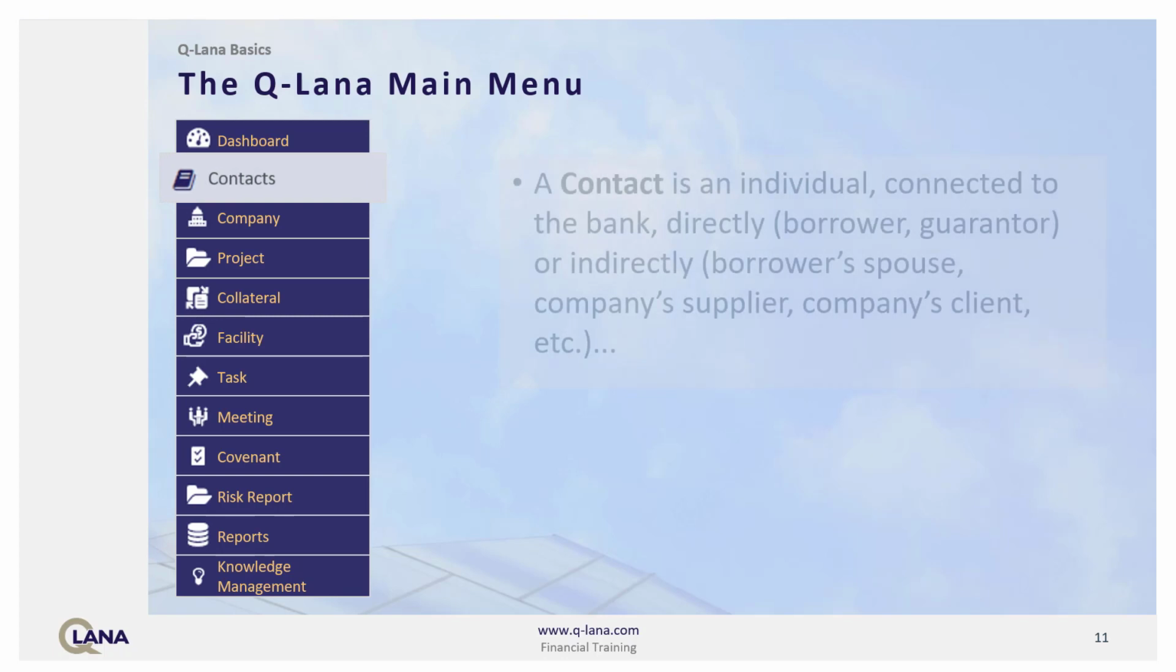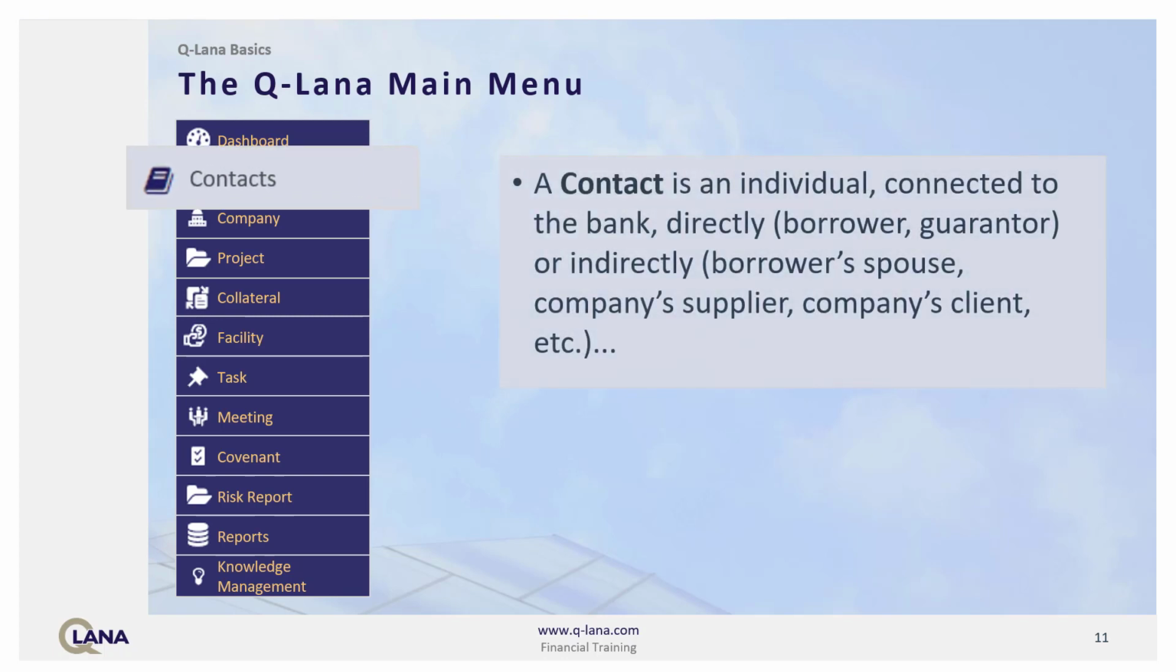Next, we look at the contacts. Contacts are individuals connected to the bank either directly as borrowers or guarantors, or indirectly, for example, the borrower's spouse, the company's supplier, the company's clients. It also includes your colleagues as well as other individuals who are in contact with your institution.